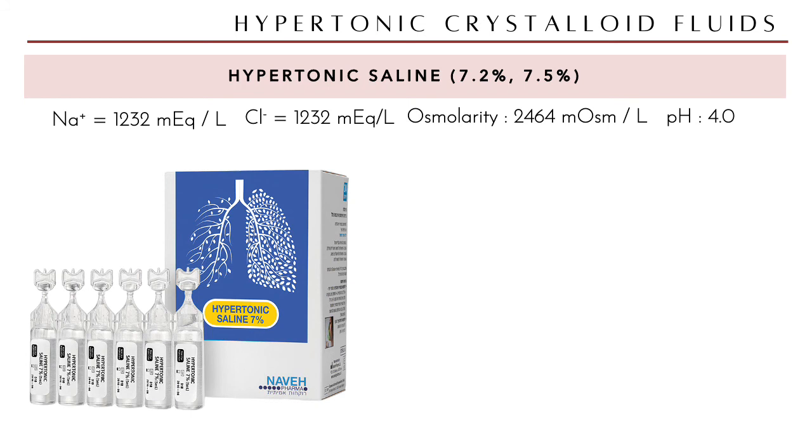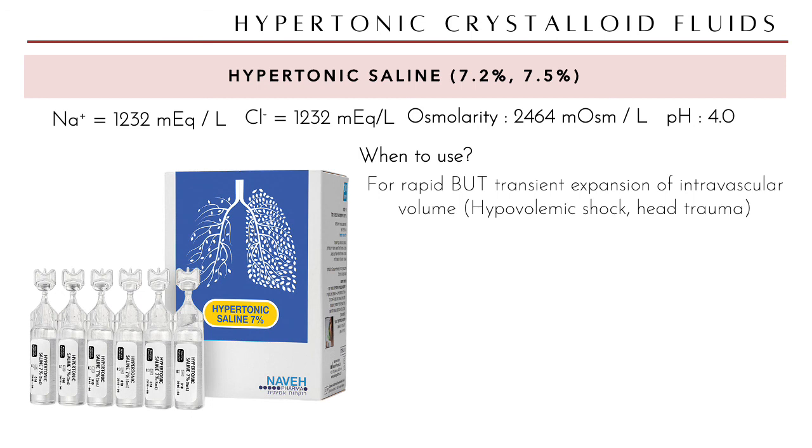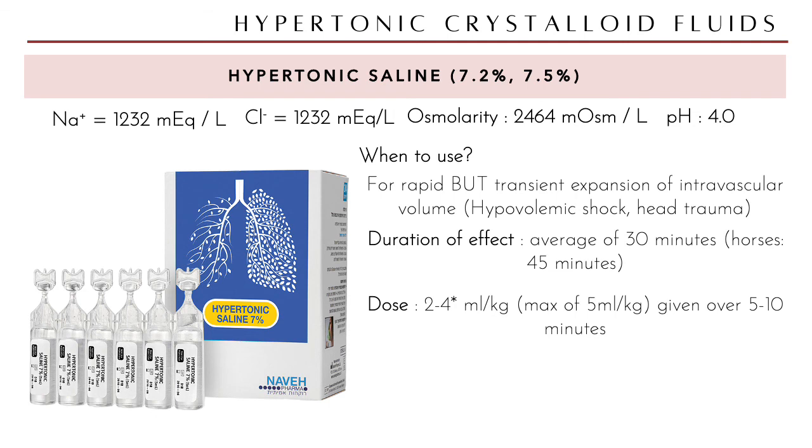Hypertonic saline is a classic example of a hypertonic crystalloid. Just look at the amount of sodium and chloride in them, 1232, for an osmolarity of around 8 to 10 times the normal physiologic osmolality. So when do we use it? For rapid but transient expansion of intravascular volume. The duration of effect is usually just 30 minutes. In horses, it's usually 45 minutes, and there's a dose for it, right?